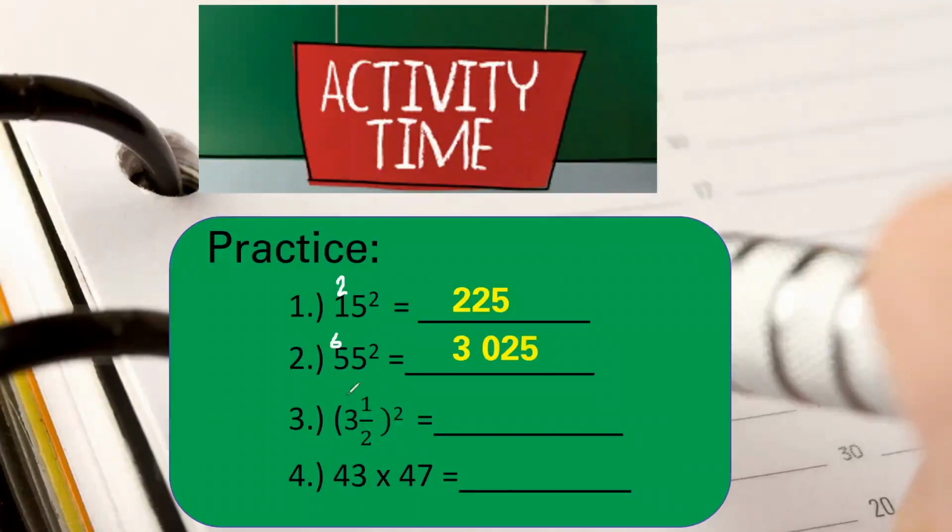Okay, number 3, you have 3.5 squared. It means you add 1 to 3, it becomes 4. 4 times 3 is 12. Then 0.5 times 0.5 is 0.25. And that gives you 12 and 1/4 or 12.25. Last one, 43 times 47. So we just add 1 to 4. It gives you 5. So 5 times 4 is 20. Then 7 times 3 is 21. So your answer is 2021.